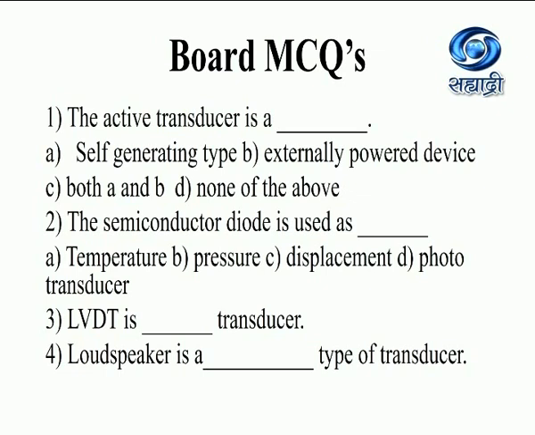Second MCQ is the semiconductor diode is used as. It is based on the semiconductor diode theory. The options are temperature, pressure, displacement, photo transducer. The answer is that the semiconductor diode is used as a temperature transducer. Third MCQ, LVDT is a dash transducer. You can write down that LVDT is a type of active transducer. Fourth MCQ is loudspeaker is a dash type of transducer. Again you can write down that loudspeaker is a capacitive or pressure type of transducer.